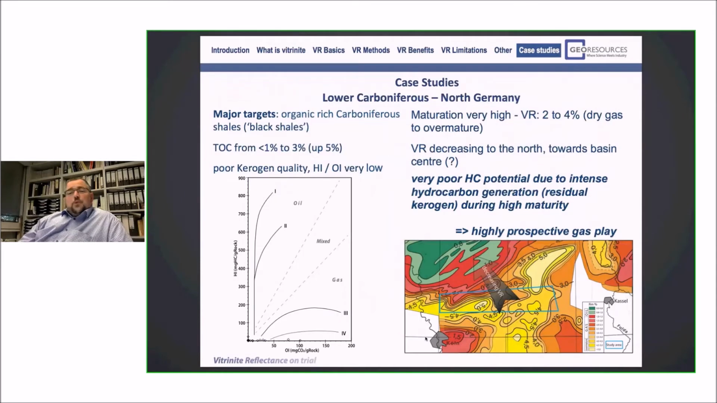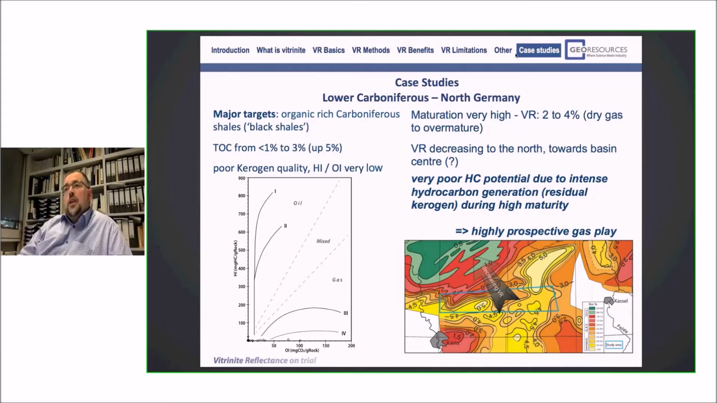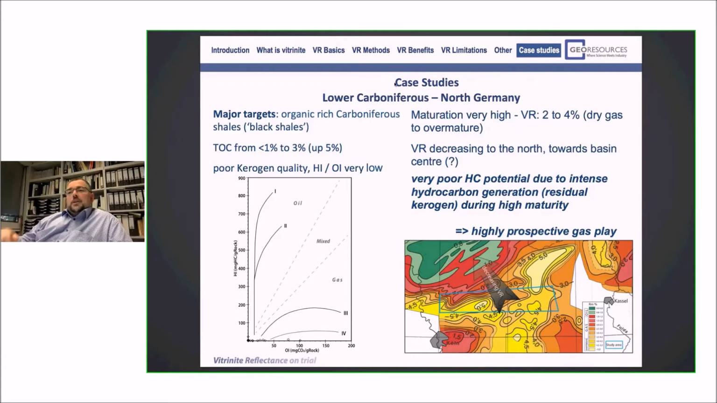These are the theoretical backgrounds, and so we have looked at the vitrinite reflectance, its benefits and limitations. We have looked at the major other maturation parameters, how they work, their benefits, and their limitations. And now I want to sum up these theoretical backgrounds in 3 case studies and show you how this works together in these different projects.